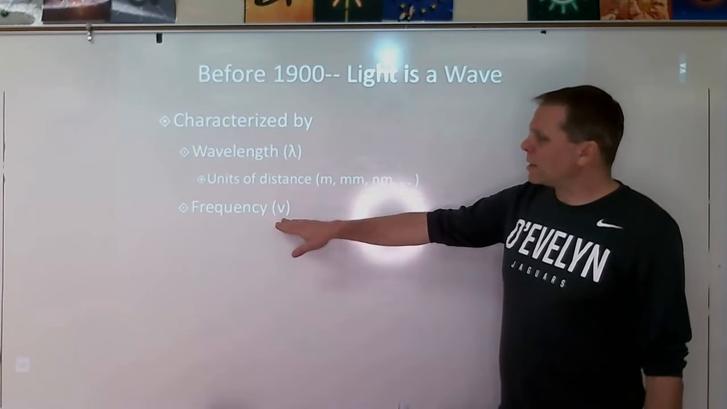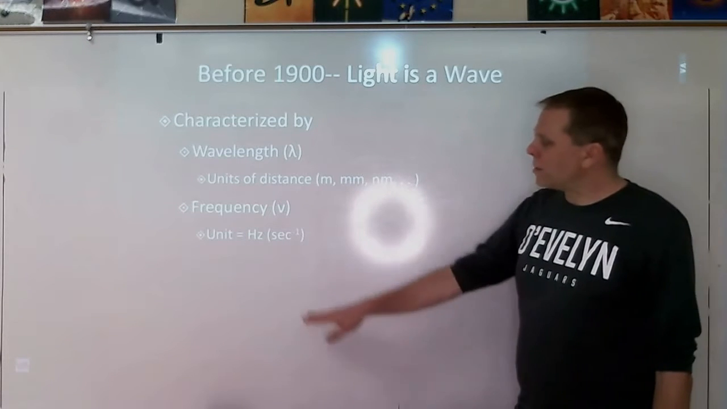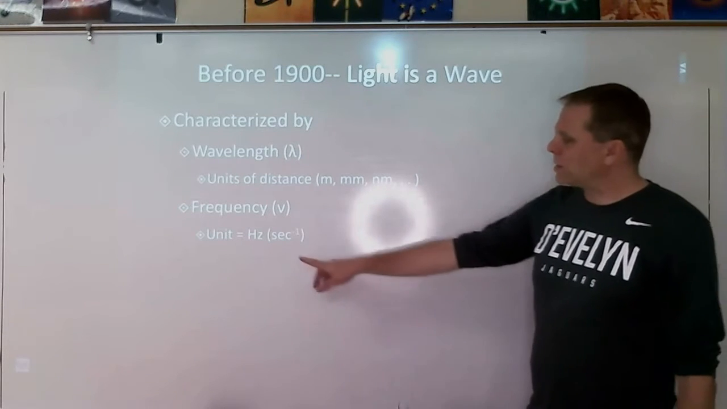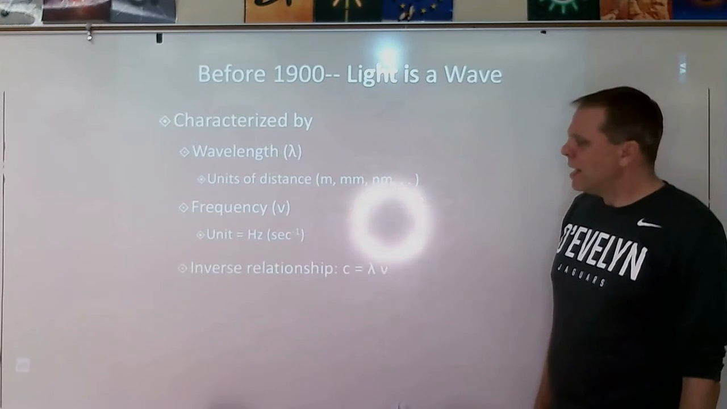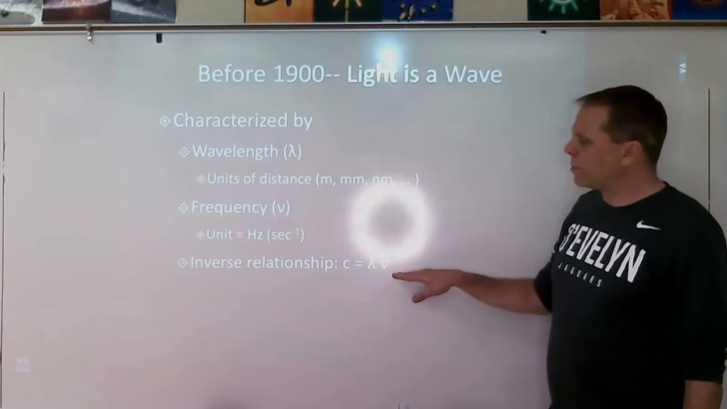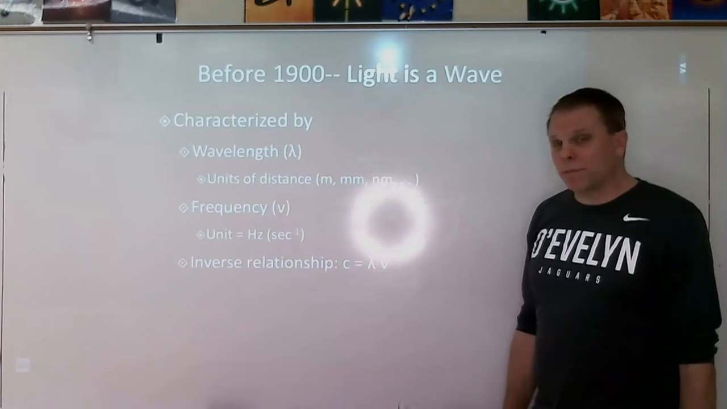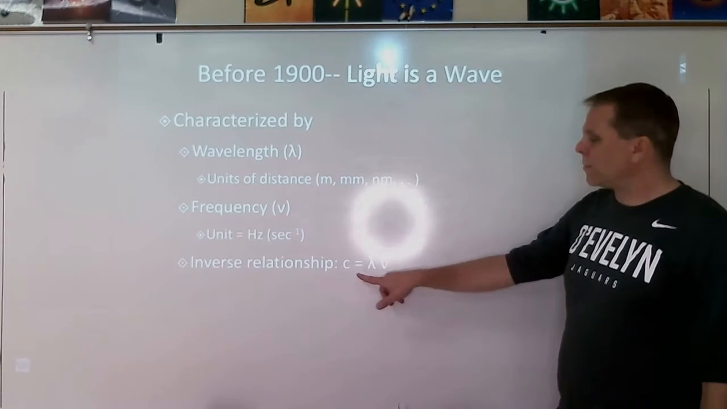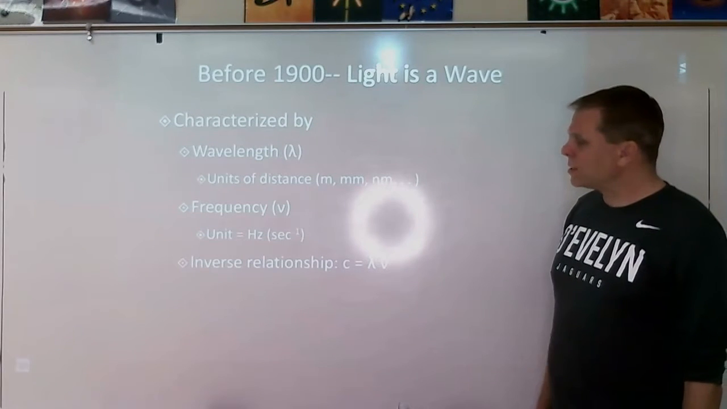And then light was also characterized by frequency. The vibration, the number of times it would cycle per second, which we talk about in terms of hertz. Hz stands for hertz, okay? And then when we looked at that relationship between frequency and wavelength, we realized it was an inverse relationship. And that relationship described the speed of light. c is the speed of light. So the speed of light is equal to the wavelength of light times its frequency.